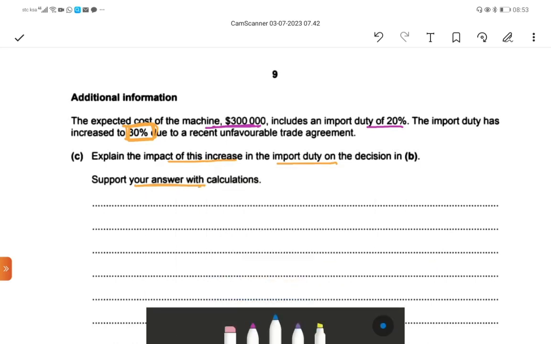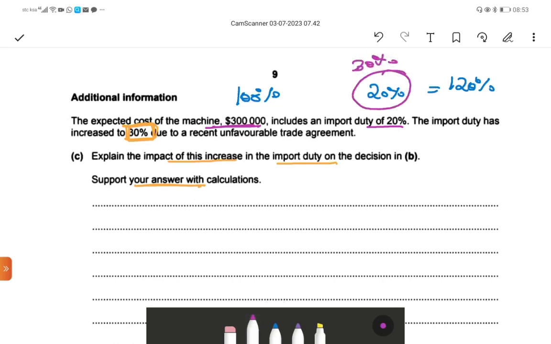That is, if the cost is 100% and import duty is 20%, so before it was 120%. Now it becomes 130%. Instead of 20, this becomes 30%. So the new cost will be 130%. So the first new cost of the machine will be increased.